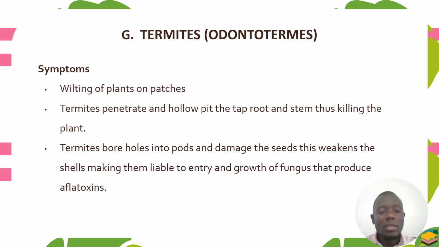Termites also bore a hole in the pod and damage the seed. This weakens the shell, making it liable to entry and growth of fungus that produces aflatoxin. So they make a hole in the shell. Therefore, it is easy for the entry of fungus that produces aflatoxin.